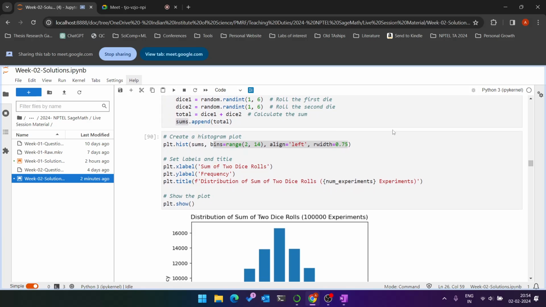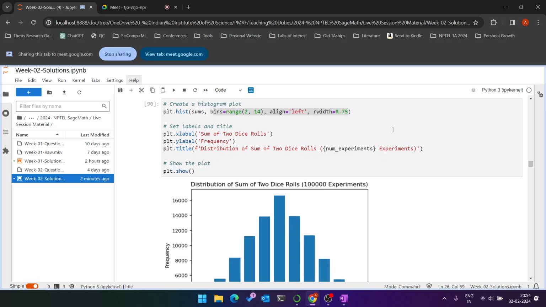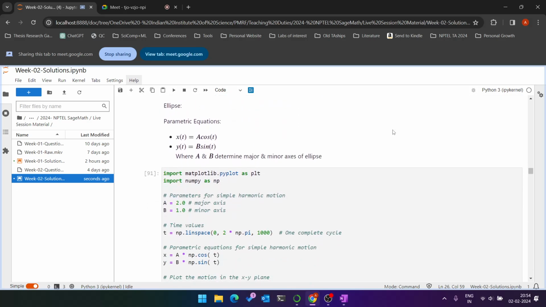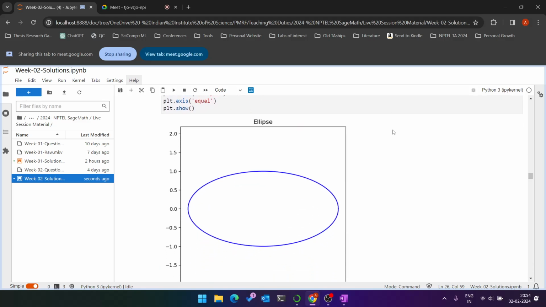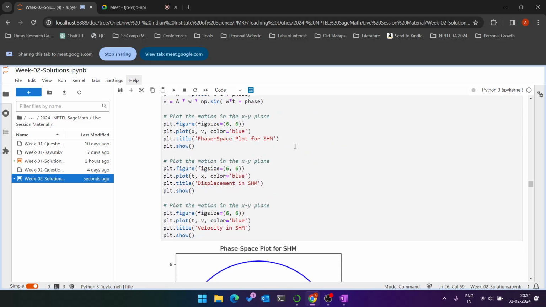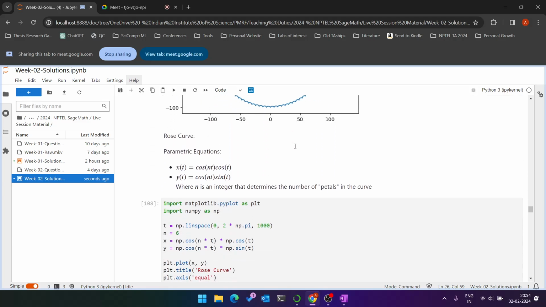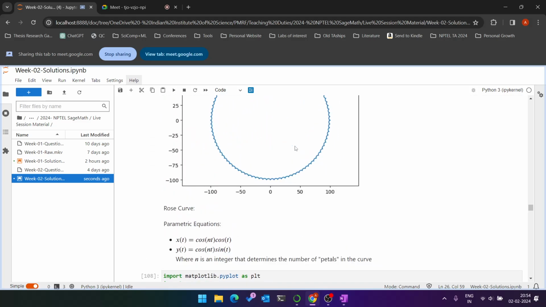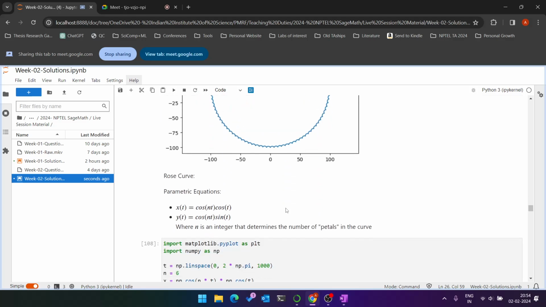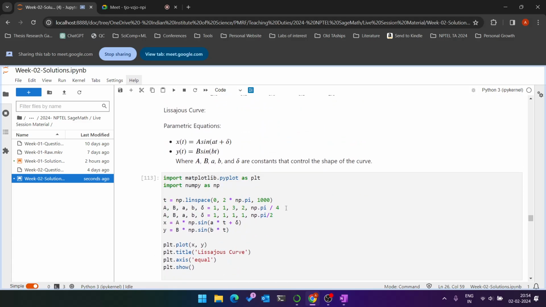We also looked at the help function. At any point, if you have a problem with one of these functions, you can just invoke help, which is inbuilt in Python. We looked at a few parametric functions and their applications, specifically the ellipse and how an ellipse tallies well with the phase space plots in simple harmonic motion, and other examples including the hypotrochoid, which traces how a smaller circle or a disk with smaller radius moves inside a disk with a larger radius, the Rose curve, and Lissajous curves, which tell us about how two signals are related, how they are same or different.